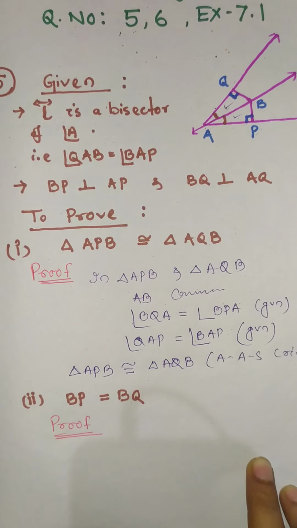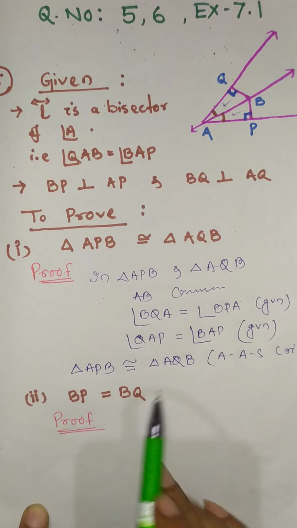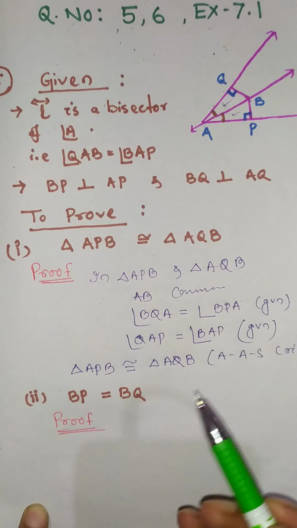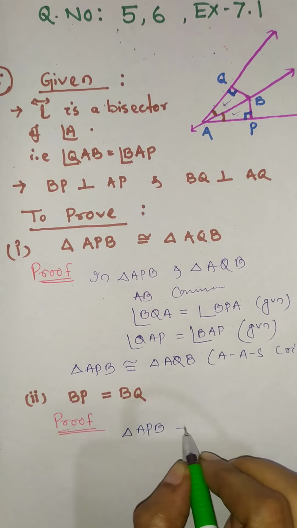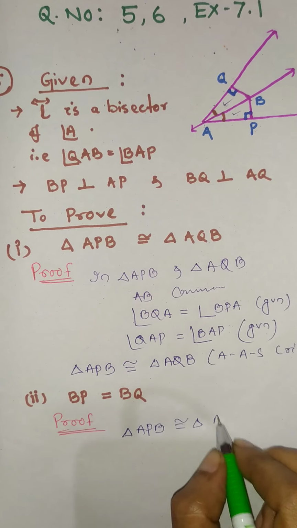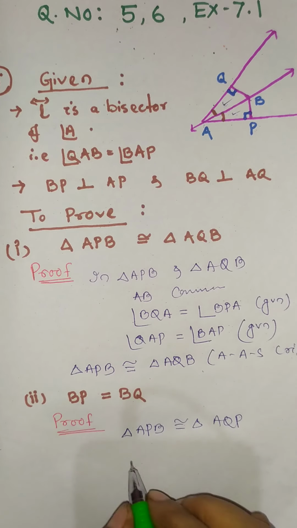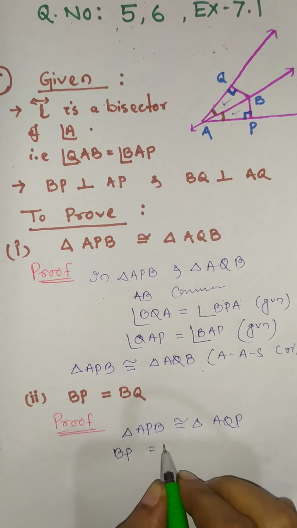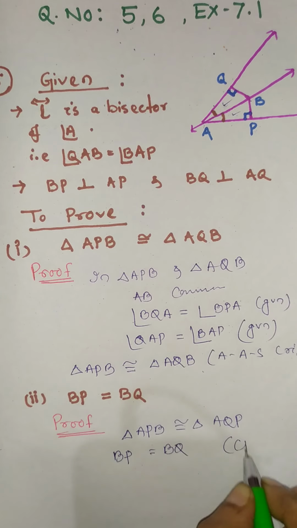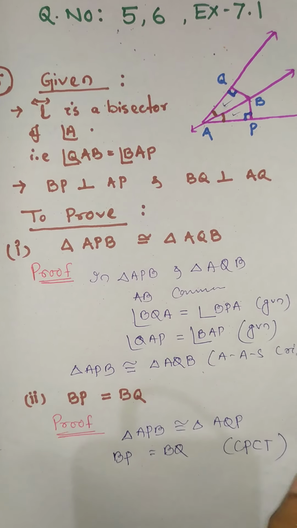Coming to the next bit, it says to prove side BP is equal to BQ, these two sides. As triangle APB is congruent with triangle AQB in our first bit, we may conclude, according to CPCT, that the corresponding sides will also be equal. Hence it is proved.